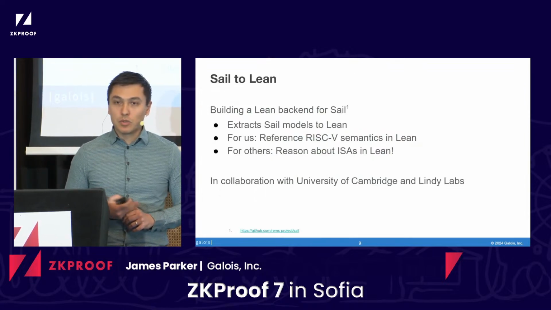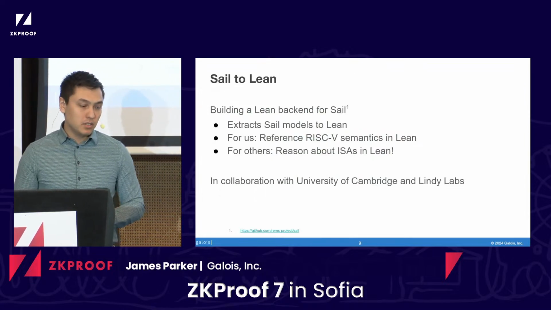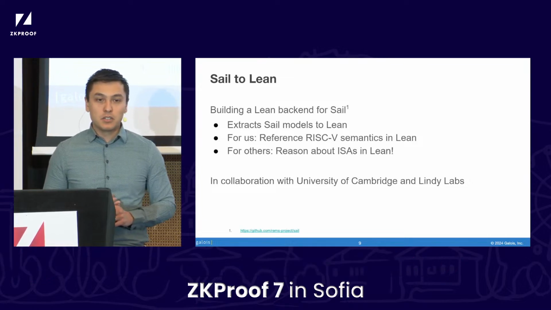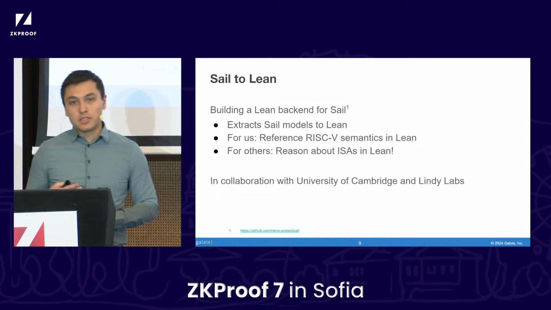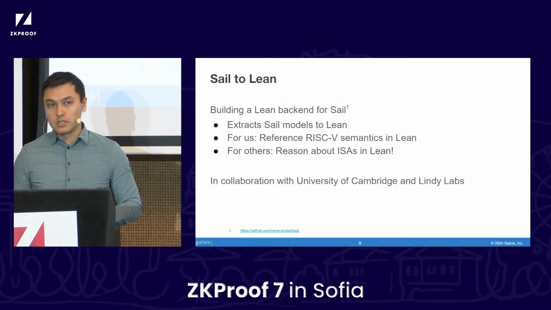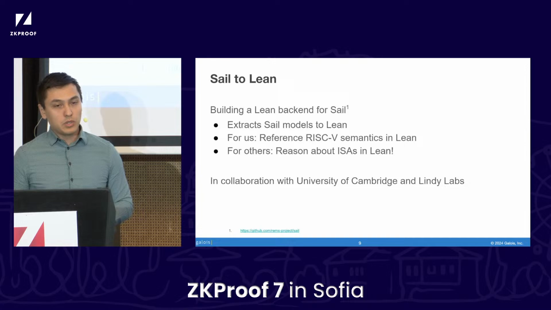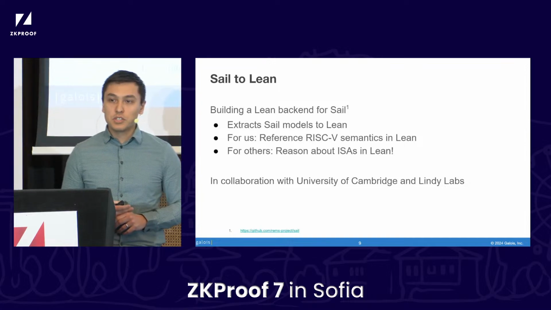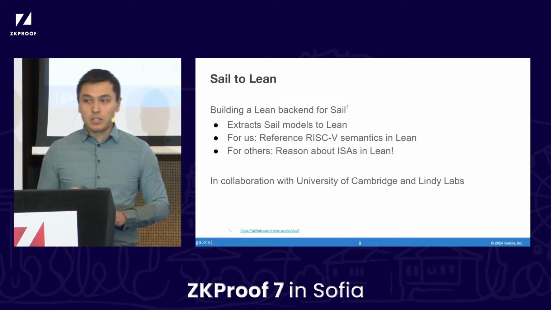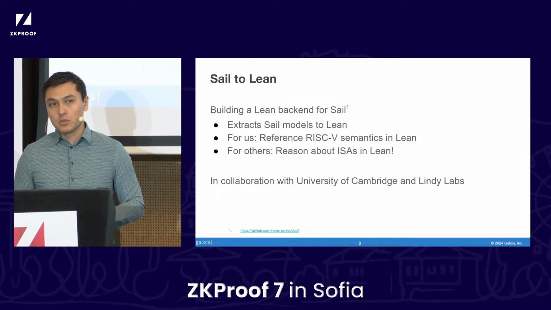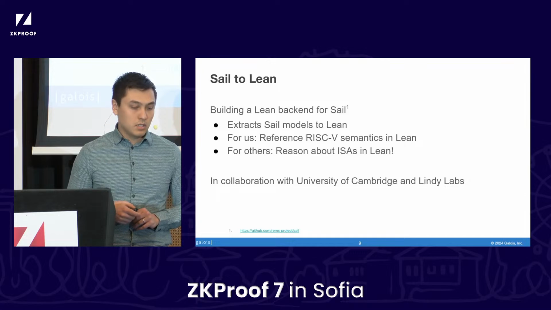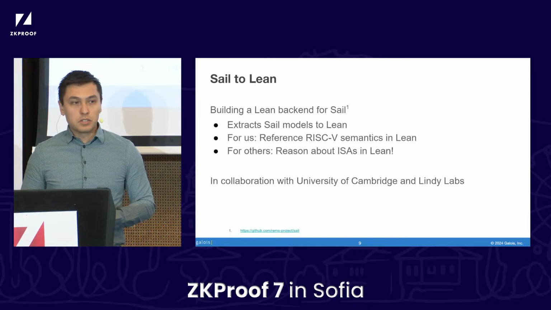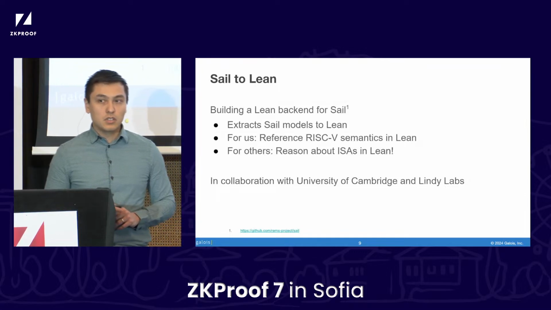Like I mentioned, we're building a backend in Sail for Lean, so this should allow you to extract any Sail model into Lean, and then once it's in Lean, this will give us a golden reference RISC-V semantics that we can prove equivalent to the Jolt machine. But in general, this should be useful for others as well who want to prove properties about Sail models in Lean. And again, this is in collaboration with Cambridge and Lindy Labs.